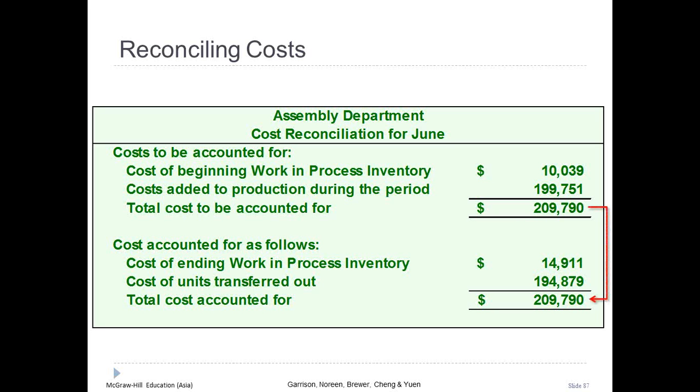When computing the costs accounted for, begin by recording the cost of ending inventory, which is work in process inventory, 14,911. Next, record the cost of units transferred out, 194,879. And finally, sum these two costs, 209,790. Notice that the two totals agree, so all costs have been accounted for.